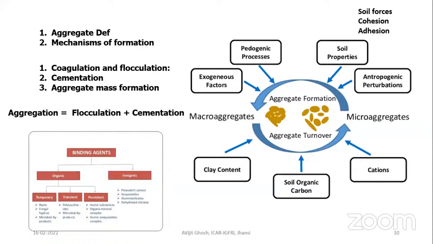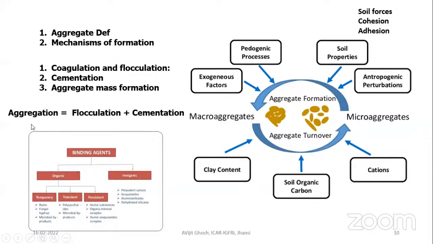After coagulation comes cementation. What is cementation? In cementation, the coagulated particles need to adhere to one another by binding agents such as organic matter, iron and aluminum oxides, and calcium carbonate. Then another step is aggregate mass formation. After the cementation takes place, the soil water has a great role in forming aggregate mass, that is, large soil masses, to form stable soil aggregates.